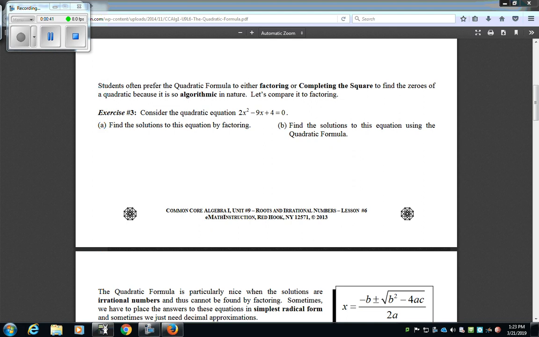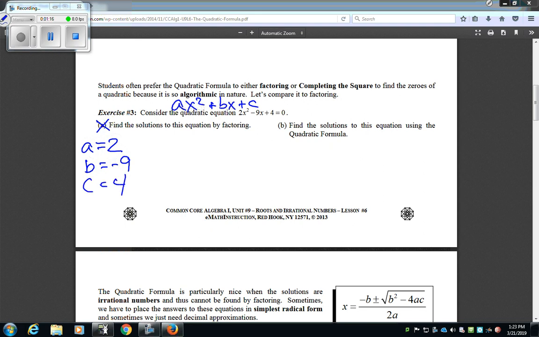And I'm going to take you through the steps that you need to do to get a solution with the quadratic formula. So for exercise 3, we're not going to do the factoring portion right now. We're going to go right into the formula. So the first thing you want to do is write down what the values for A, B, and C are in the quadratic equation. So A is 2, because that's the number in front of the x squared. B is -9, and make sure you pay attention to the signs, and then C is 4.